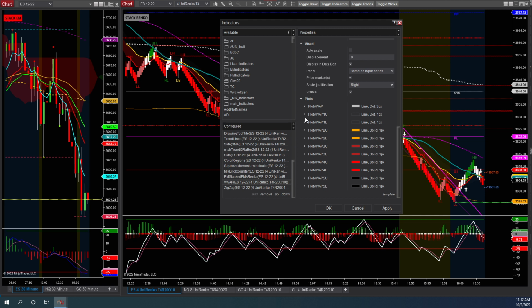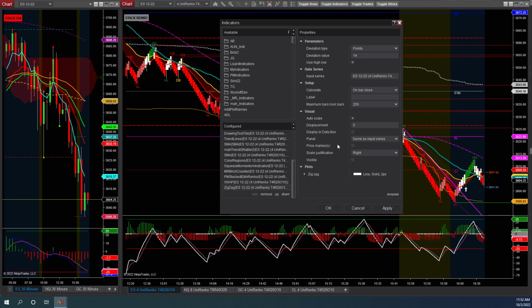And then for the deviations themselves, I use yellow, which is this one here, and then this one here. Okay, 2 standard deviations right there. So this is what I use on the standard deviation. I'm not gonna have it activated now because it's a different indicator.